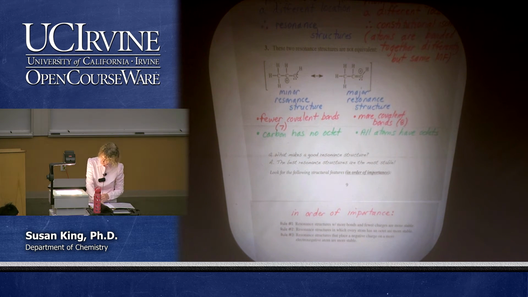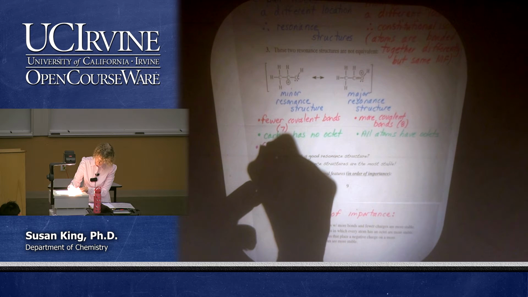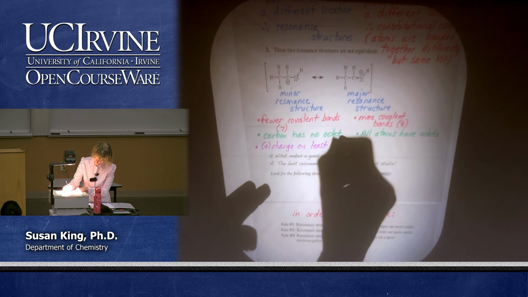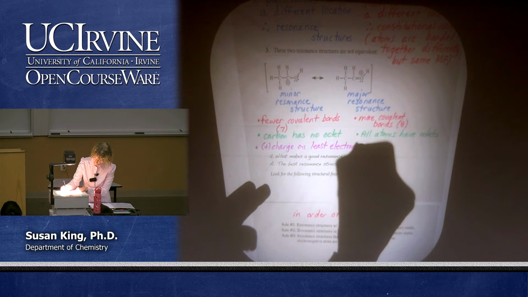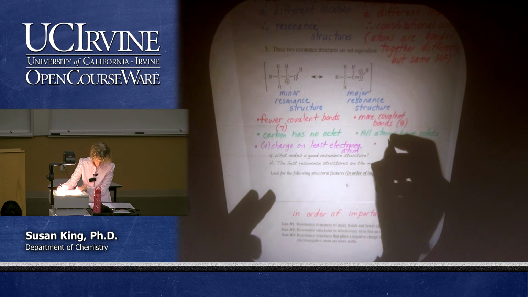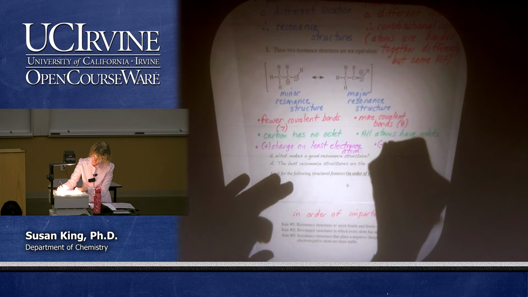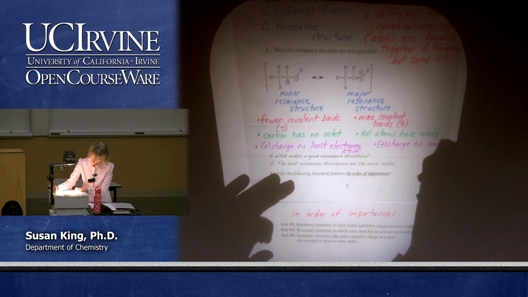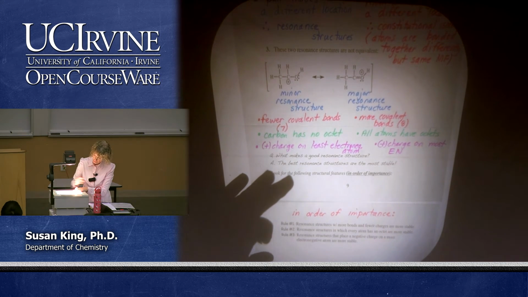And the third thing is where the charge is. Resonance structures that place a negative charge on a more electronegative atom. So if we have a positive charge, we want it on the least electronegative atom. So here, positive charge on least electronegative atom. And here, positive charge on most electronegative atom. And I'll just use En for electronegative.